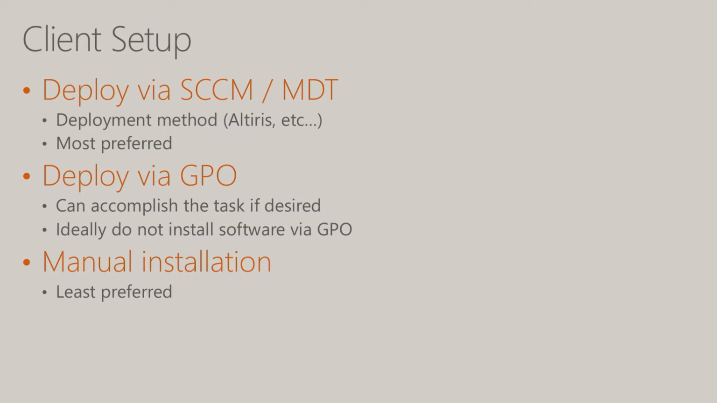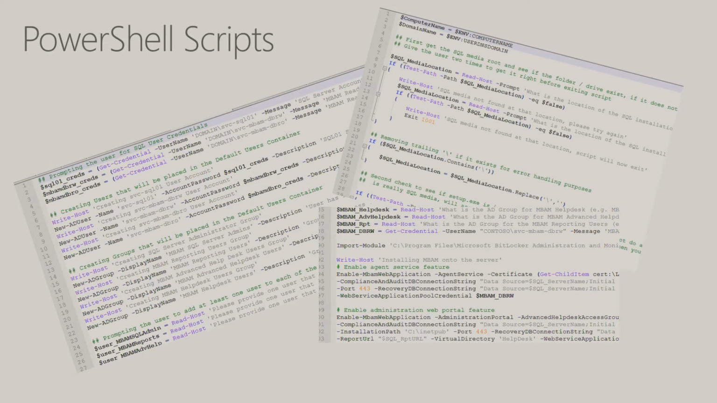Okay, client setup. github.com/tslayton, TSLAYTON. And you'll see there's a folder in there, Ignite 2016. And I made it public, so enjoy. There's also another PowerShell script in there that I'll show you here in a little bit.